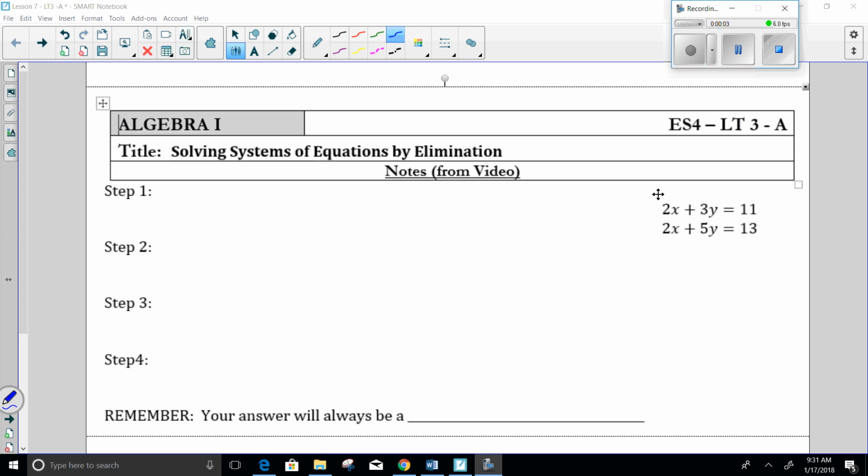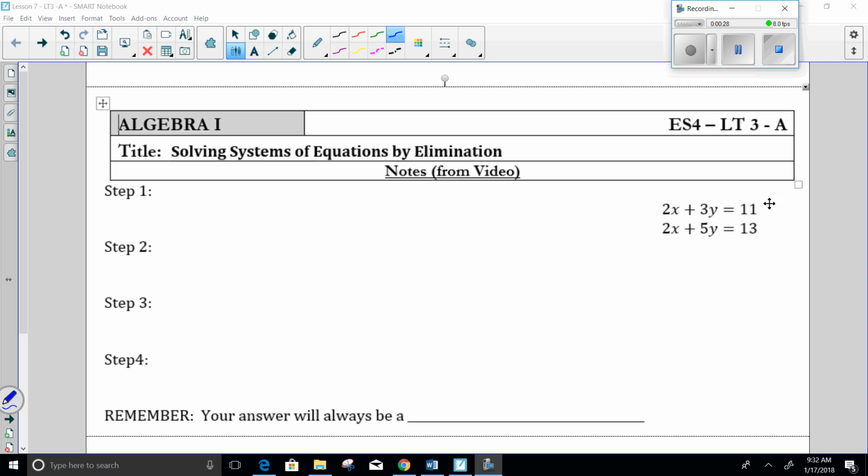Today's lesson is going to be about solving a system of equations by the technique of elimination. Again, a system of equations is at least two variables and at least two equations. Notice here, we have 2x plus 3y equals 11 and 2x plus 5y equals 13. Two equations, two variables, they're the same variables. That is a system of equations.